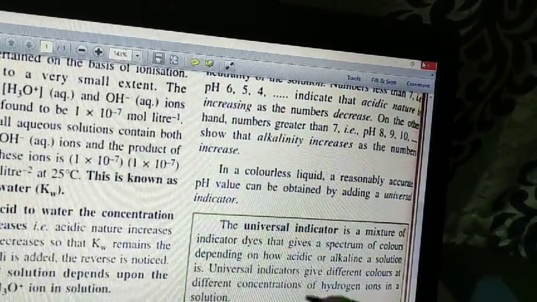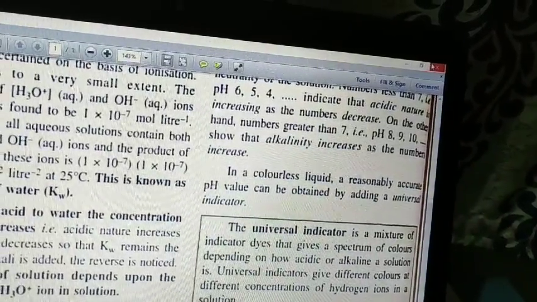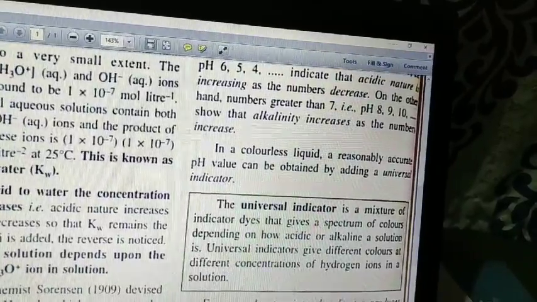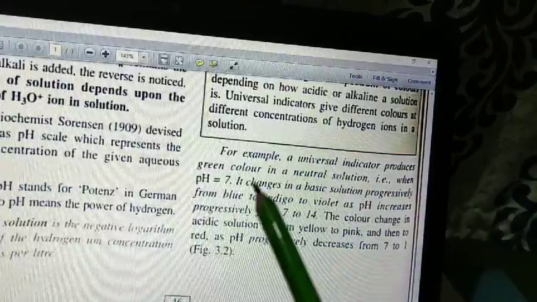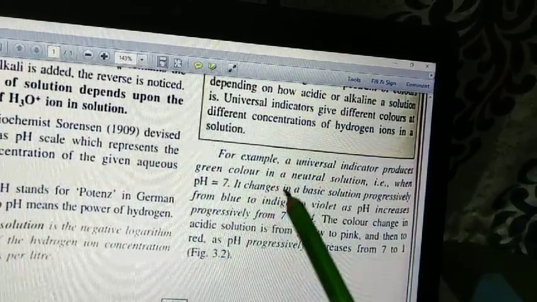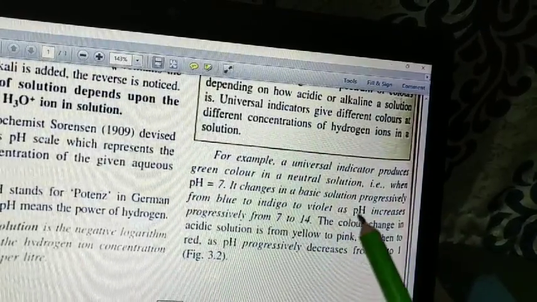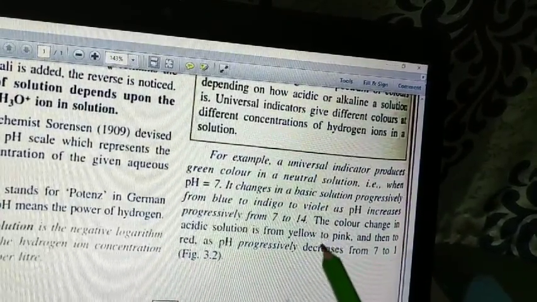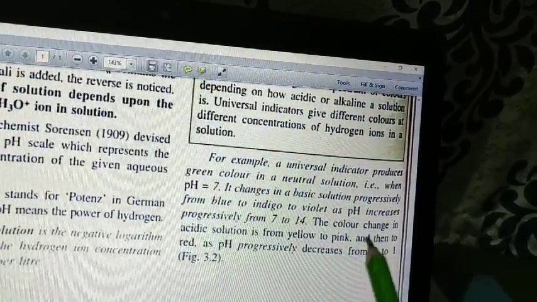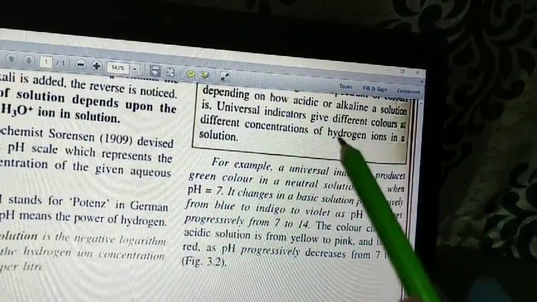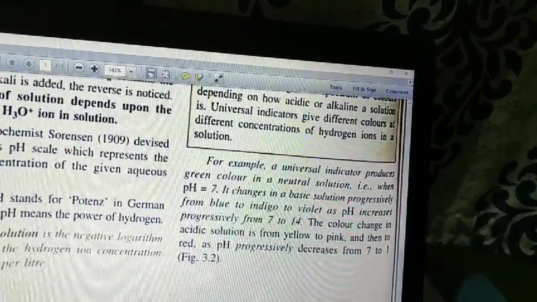The color changes depending on whether the solution is acidic or alkaline. For example, a universal indicator produces green color in a neutral solution, that is when pH is 7. It changes in a basic solution progressively from blue to indigo to violet as pH increases progressively from 7 to 14. And similarly, the color change in acidic solution is from yellow to pink and then to red as pH progressively decreases from 7 to 1. So from the universal indicator, from different colors we can predict the pH of that solution.